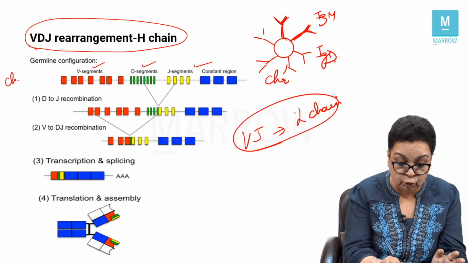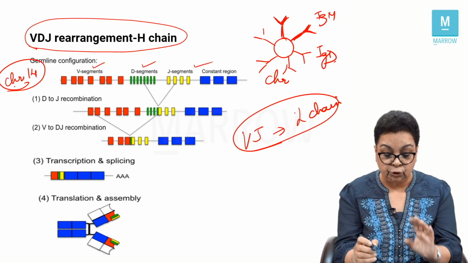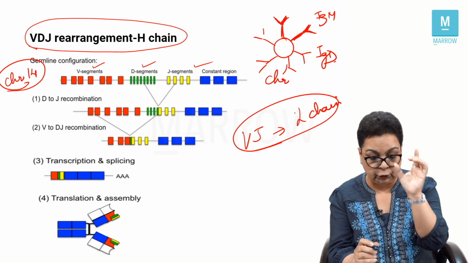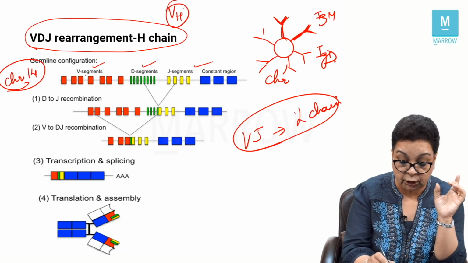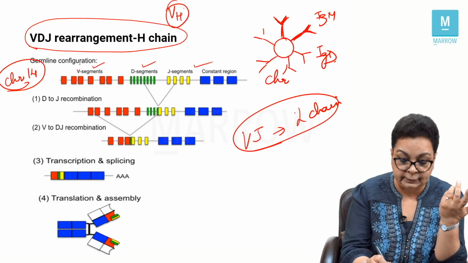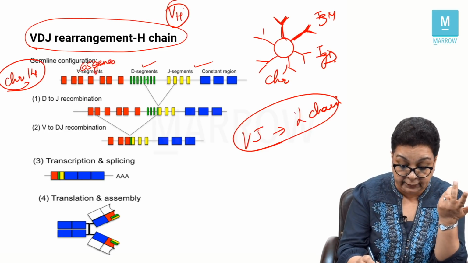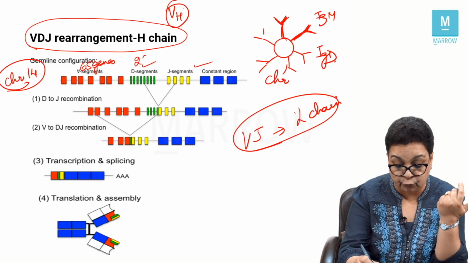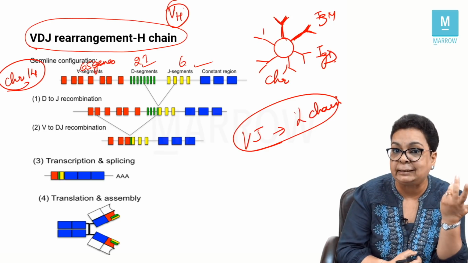So this is our chromosome number 14, which is encoding the heavy chain. So we have three special gene loci, which are going to encode the variable part of the heavy chain. So V contains as many as 65 genes. The D gene segment contains as many as 27 genes, and the J gene segment contains as many as 6 genes.